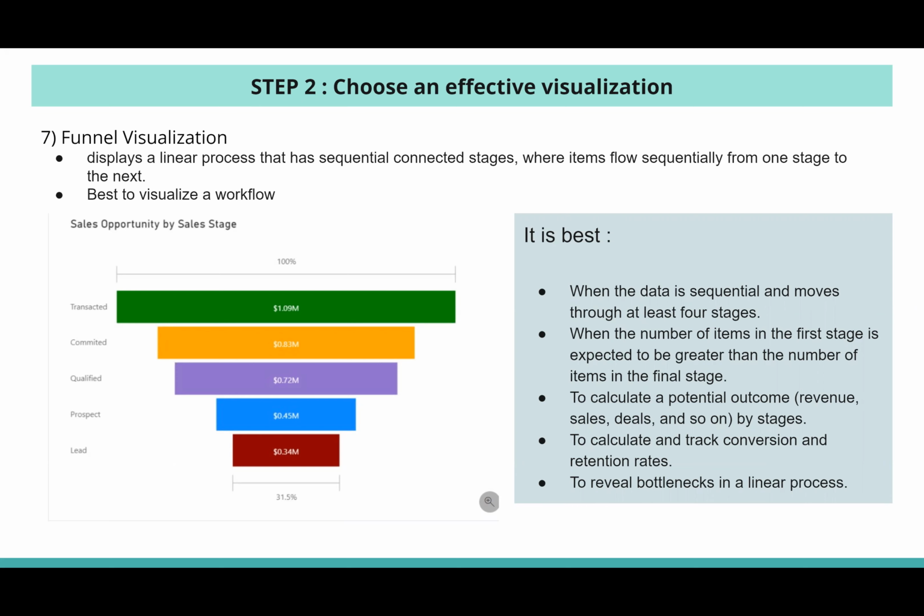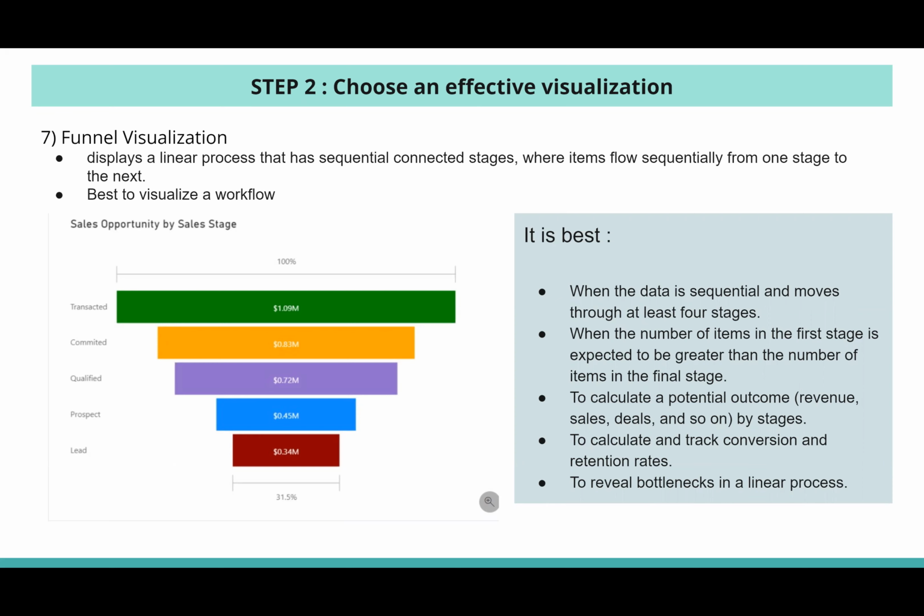When you would use this, for example here there are 4 stages. The first stage has the greatest number of expected items. And then we have the next stage, which has a lesser value compared to the previous one, and it continues. So this visualization could help you calculate and track conversion and retention rates. And it will reveal the bottlenecks in a linear process.